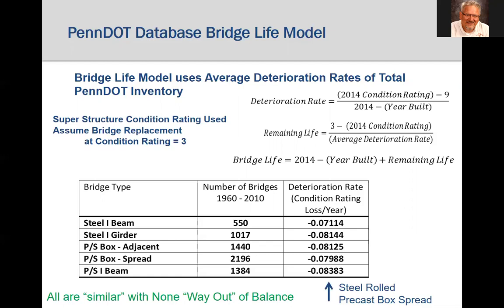The second aspect is this statement here on the bottom left, where it says all bridges are similar with none way out of balance. What this means is that there is no one type of bridge that greatly outperforms the others, nor is there a type that is significantly less than the others. I will address this statement, all are similar with none way out of balance, towards the end of this presentation.